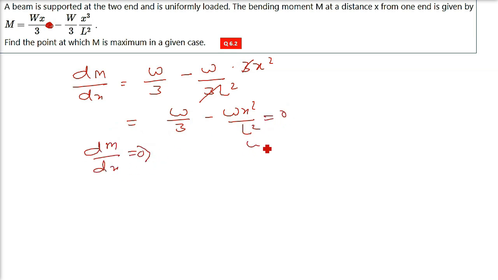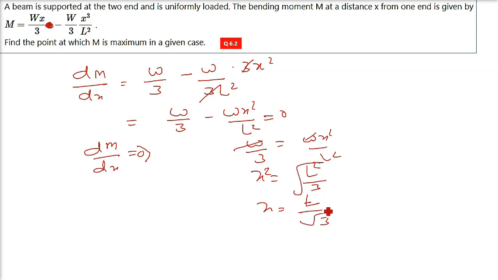When we equate it to 0, we'll get a relationship between L and x. So L and x, what do you get here? This gets cancelled. X square equals L square by 3. X is equal to L by root 3. That is, x square is equal to L square by 3, and we have taken the square root on both sides. It will give us L by root 3. This L by root 3 is the value of x.